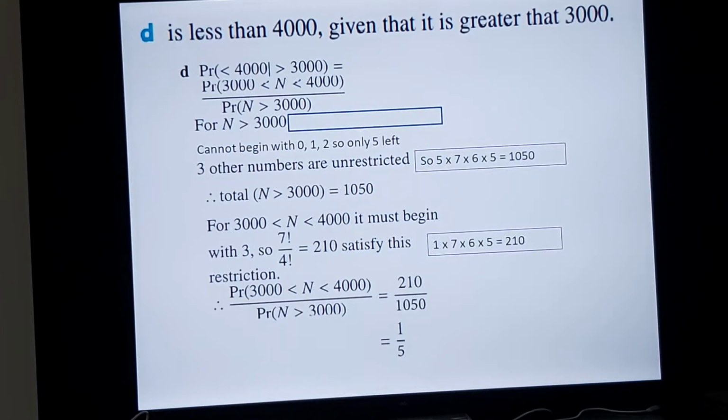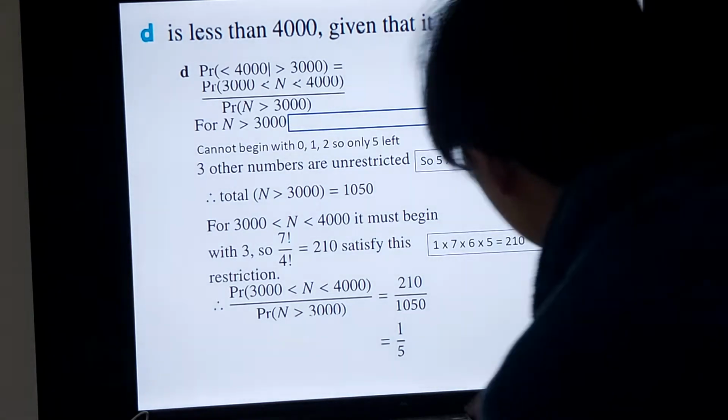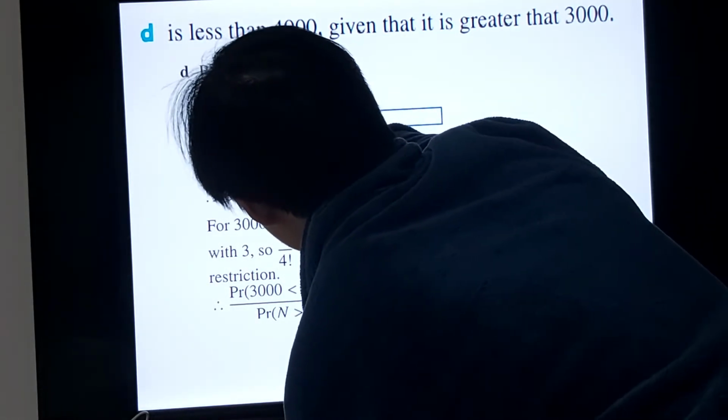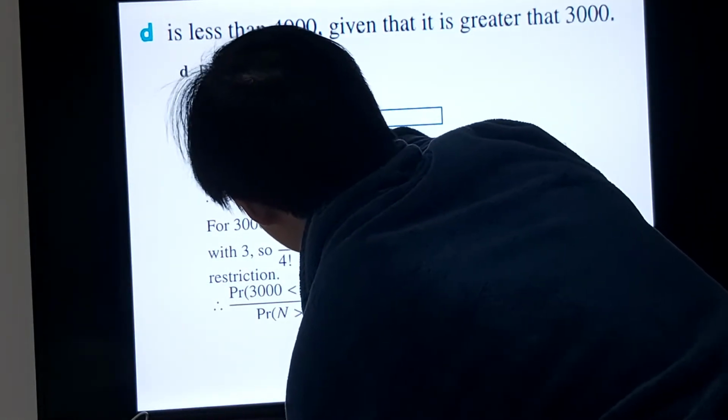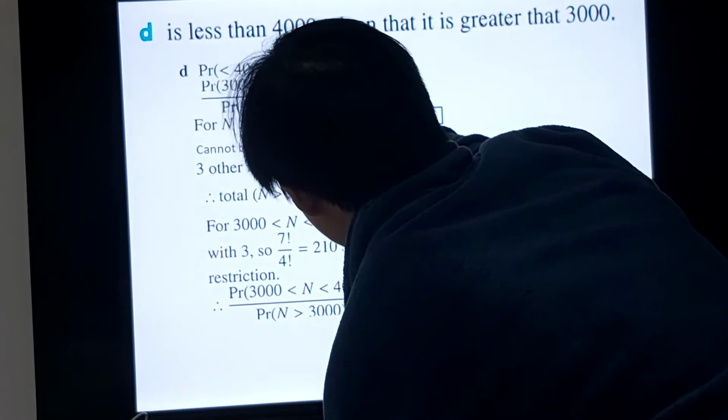For question 9d, I discovered some slight mistakes with the textbook, so I made some changes. It is asking for the probability that the number is less than 4,000, given that it is greater than 3,000. So this is a conditional probability. It's written like this: the probability that this 4-digit number is less than 4,000, given that it is bigger than 3,000.